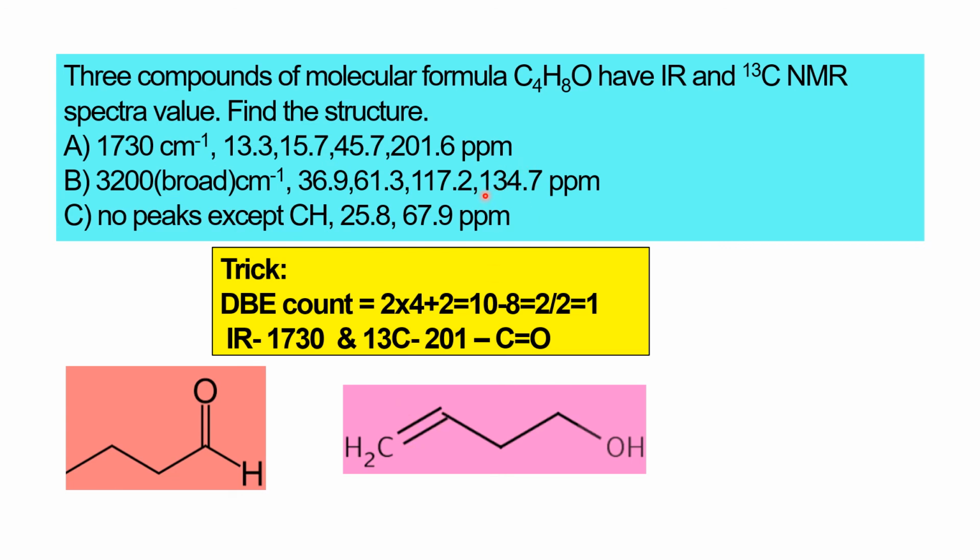So one is 177.2 and 137.4. These two are for these 2 carbon atoms, and the other only one is 36.9. And the next one, no peaks except CH. Except CH, there are no peaks in the IR spectra. Okay, only 2 signals are there.